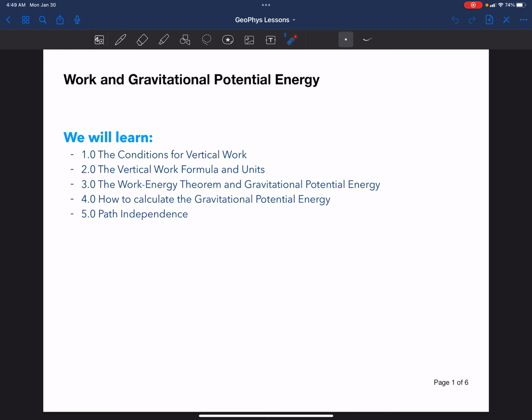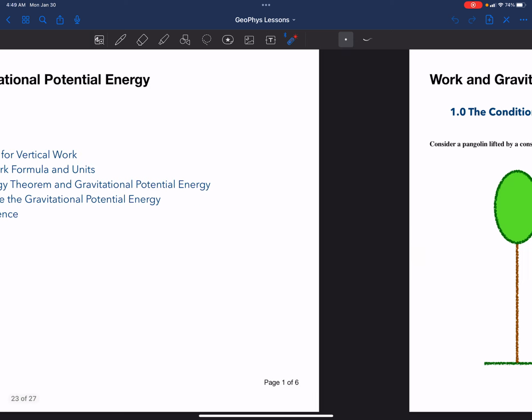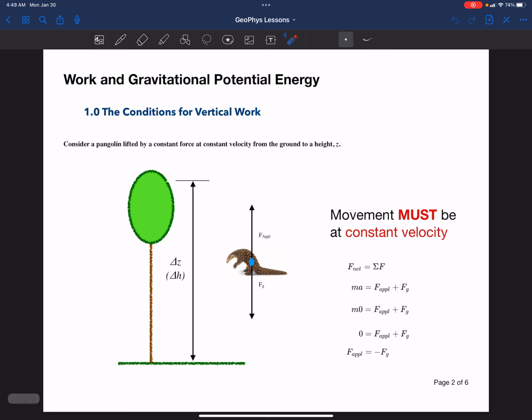We will do an example of how to calculate gravitational potential energy, and we will explore the importance of path independence and some important examples. So let's first look at the conditions for vertical work.